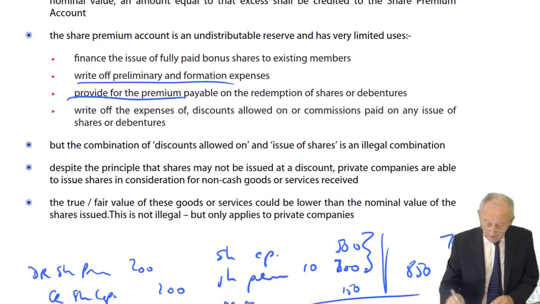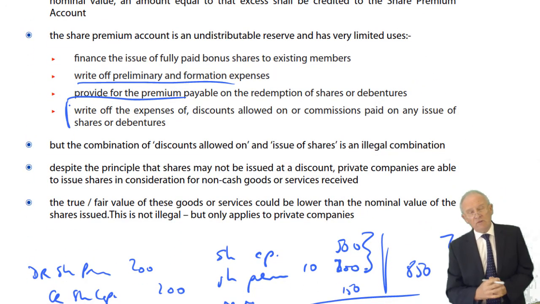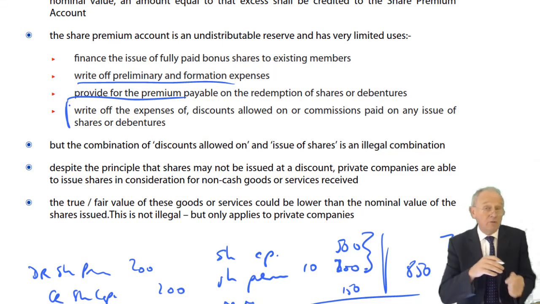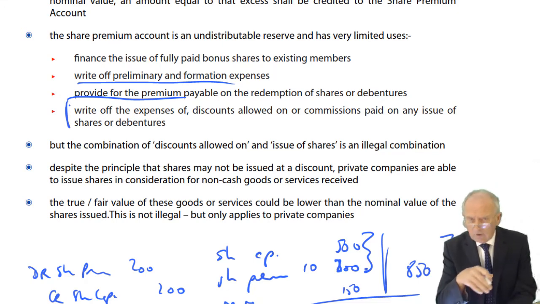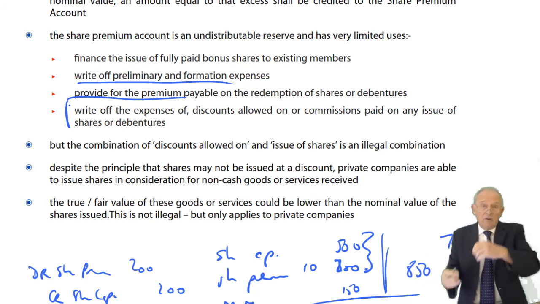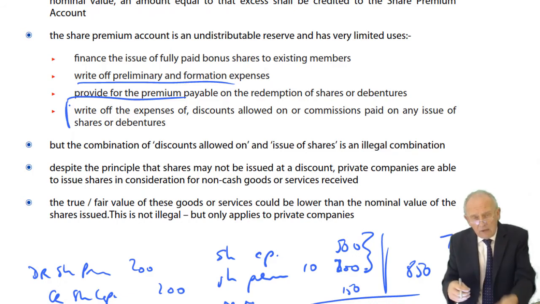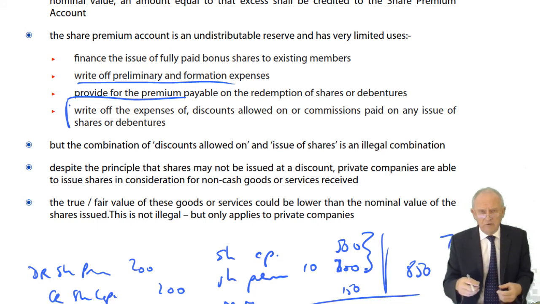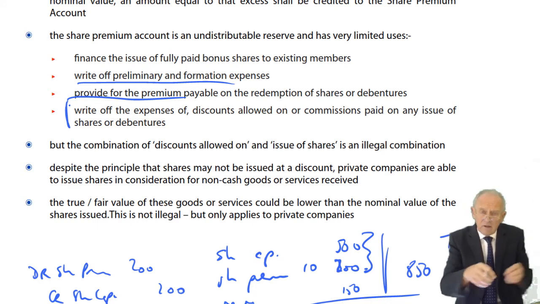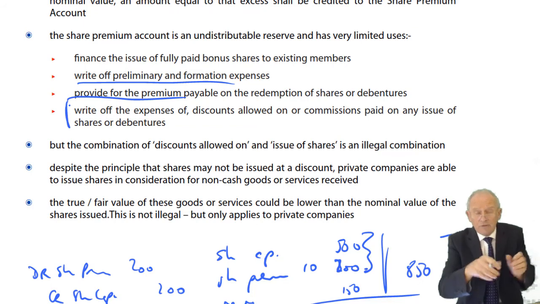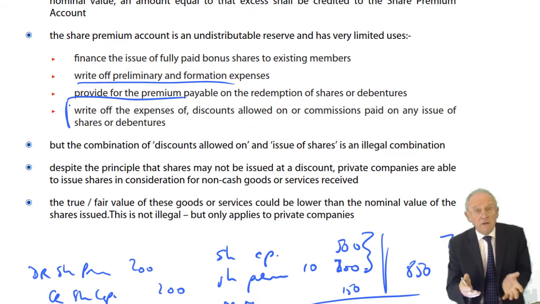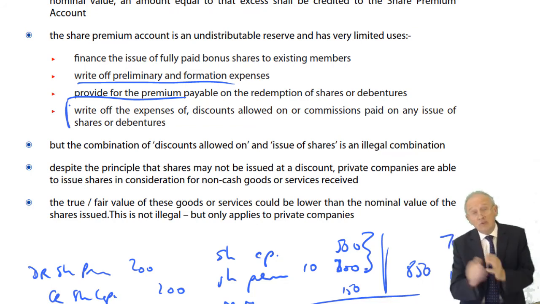And finally, we can write off the expenses of, discounts allowed on, and commissions paid on any issue of shares or debentures. So instead of credit cash, debit expenses of issue, debit discounts allowed on issue of debentures, debit commissions paid on the issue of shares, instead of debiting those, we can debit those figures to the share premium account. We can write, like we did with preliminary and formation, we can debit them straight into the share premium account.